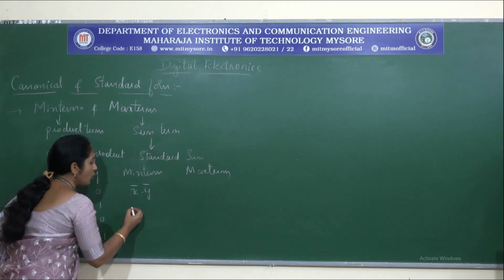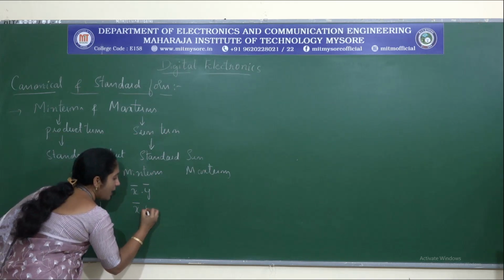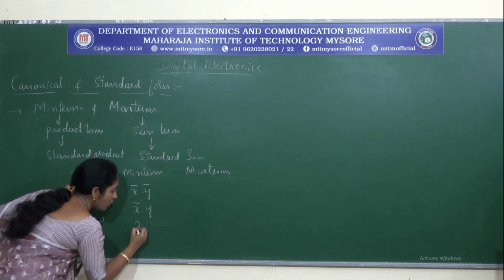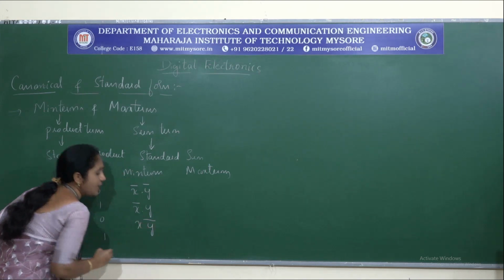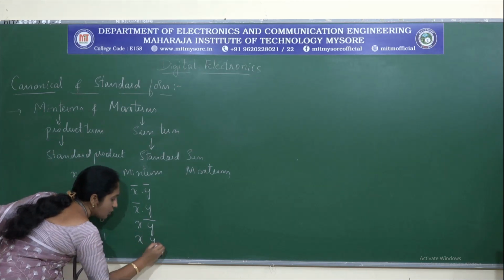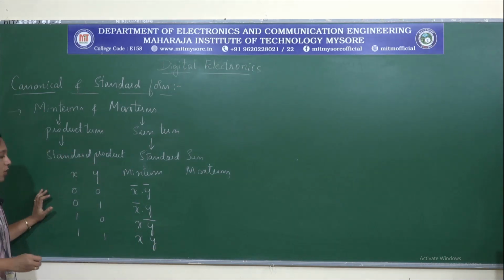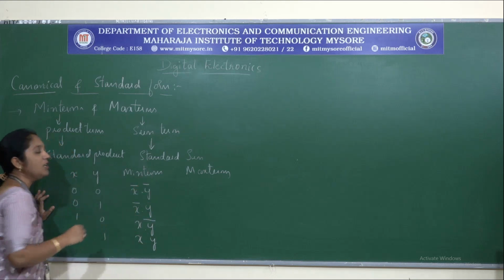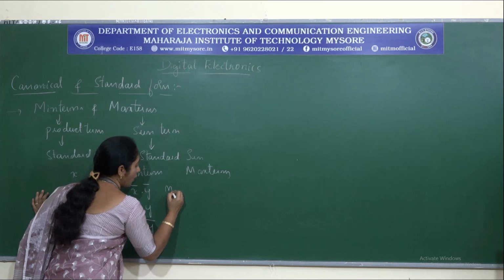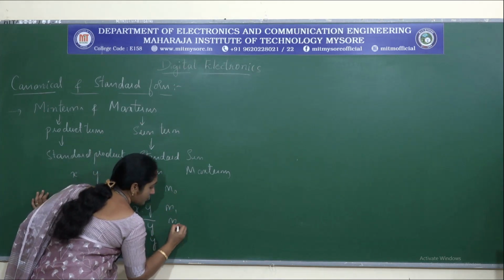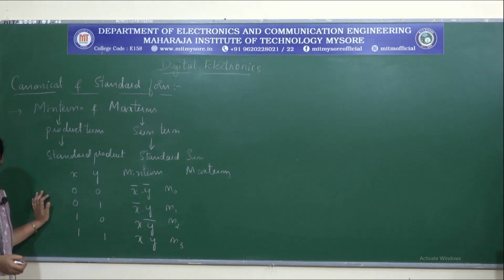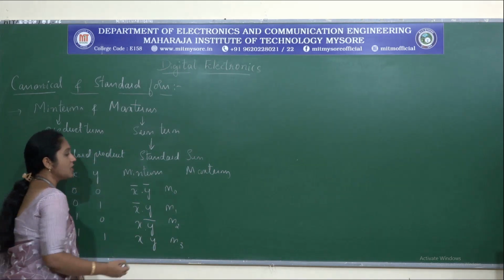Next I have 0, 1. 0, 1 is x bar dot y. Next I have 1, 0. 1, 0 is expressed as x y bar, and at last we have 1, 1, so we write it as x into y. These are the minterms, and the symbols we use to represent minterms are m0, m1, m2, m3. Similarly, let us write the maxterms for these four combinations.